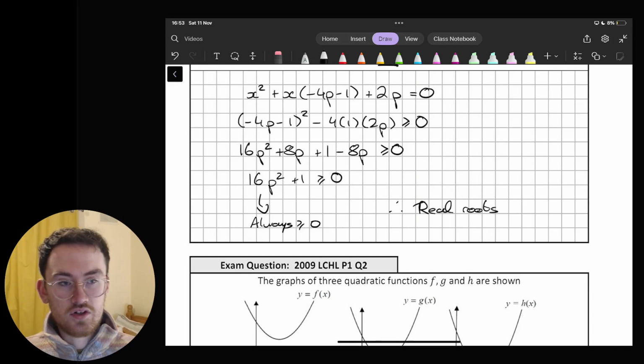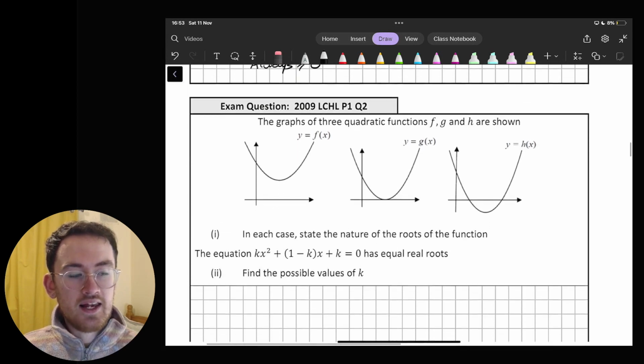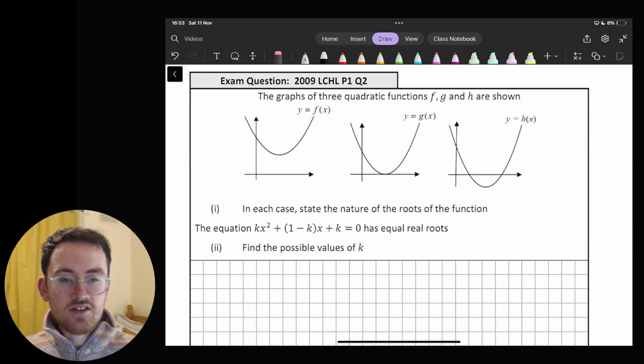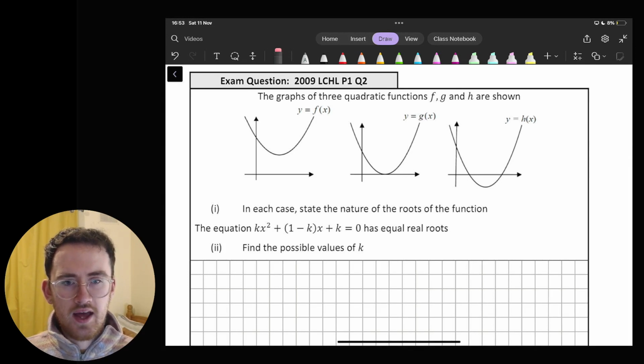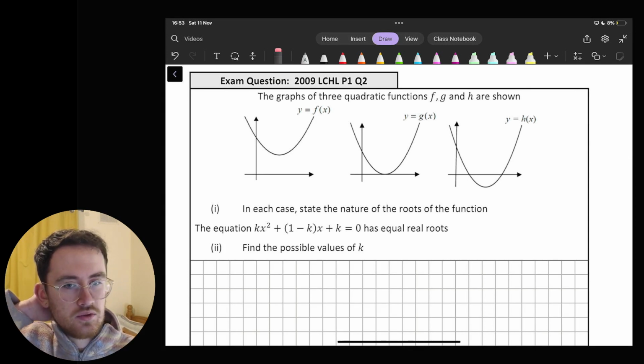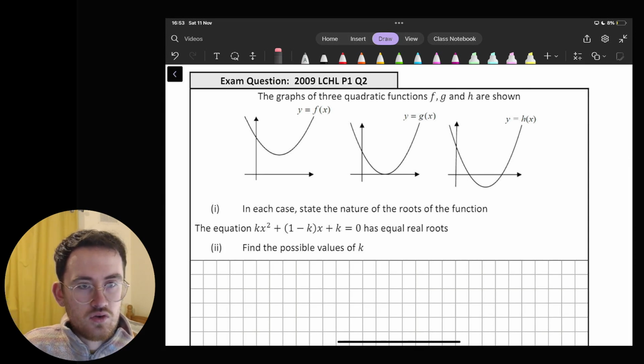Therefore, we have real roots always there. Okay, let's look now at the last exam question. So we have nice graphs, and this is just pushing us then to understand what we mean by each of these types of natures, and what we mean by having real roots or having equal roots, or what we mean by having no real roots.